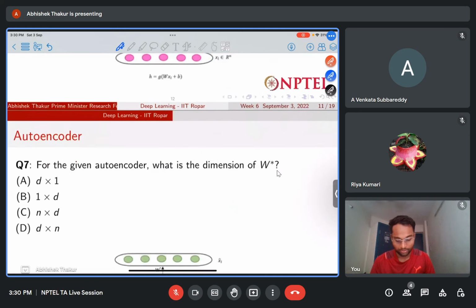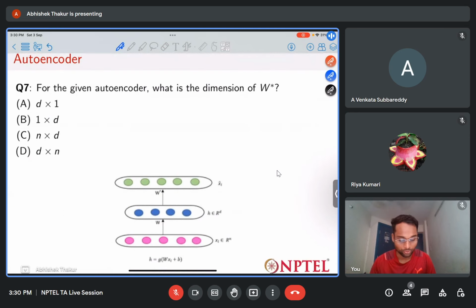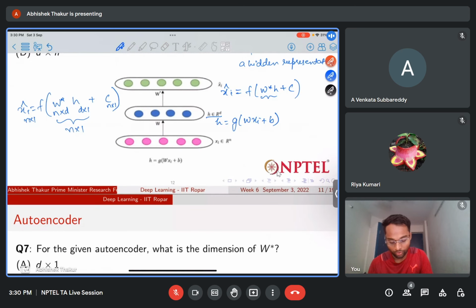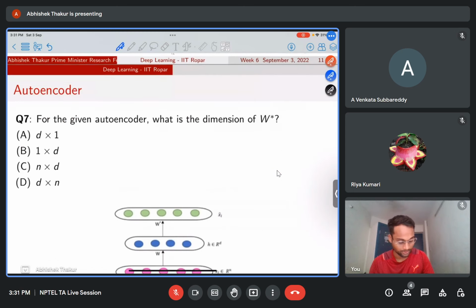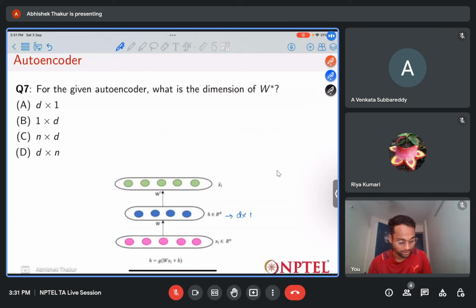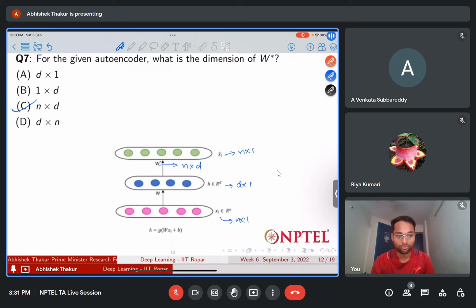So for the given autoencoder, the dimension of W star is n cross D. H is D cross 1, W star is n cross D. So option C is the correct option. If you have any doubt, you can ask in the chat box. And our Xi is n cross 1 and Xi hat is also n cross 1, because that is the estimation of Xi. Okay, we'll move on to the next question.